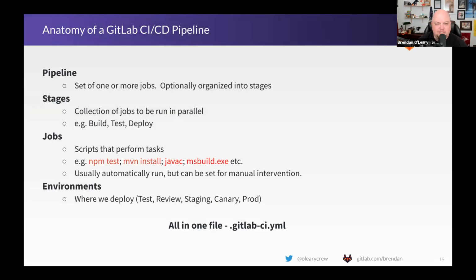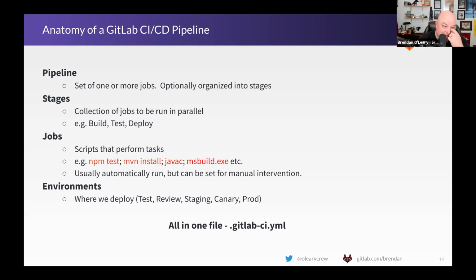So first, let's talk a little bit about the anatomy of a pipeline. At the highest level, we call it a pipeline. A CI/CD pipeline is a set of one or more jobs that you can run. You can organize that into stages, which are collections of jobs that run in parallel. So stages run sequentially, and then the jobs within those stages run in parallel. And jobs are the actual thing that's going to perform the task, right? So this is where you're running your Maven install or whatever your tasks are for your build.